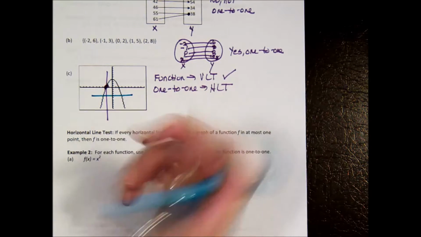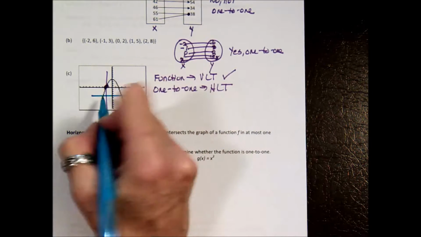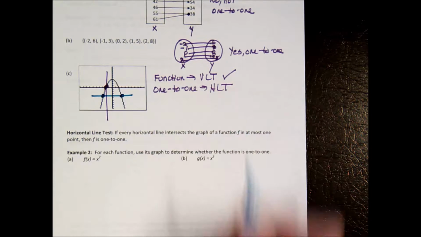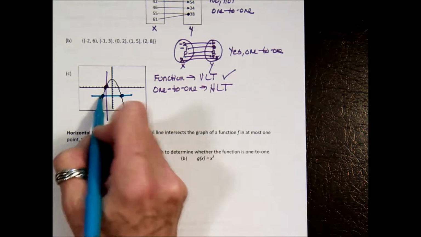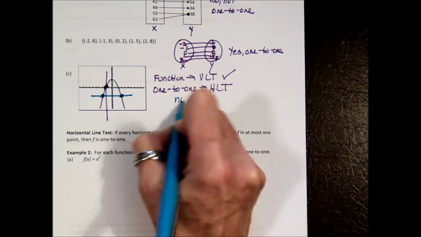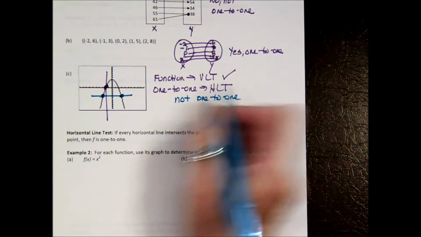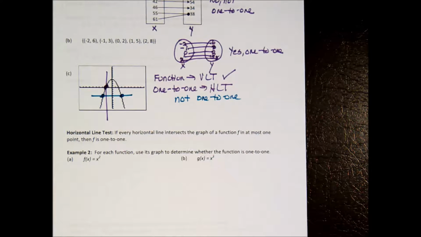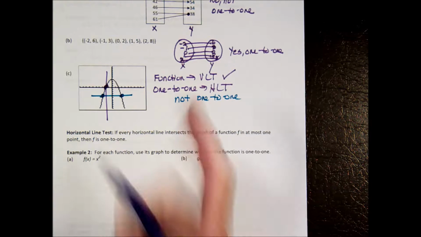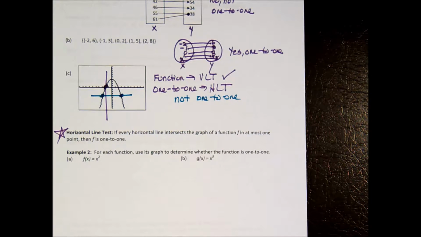There's the horizontal line test. If it only crosses in one place, then it's one-to-one, and you can see that this one is not. So this one is not one-to-one because it crosses our graph in two places. So to check for a function, you do a vertical line test. To check if it's one-to-one, you do a horizontal. And that is explained right here.